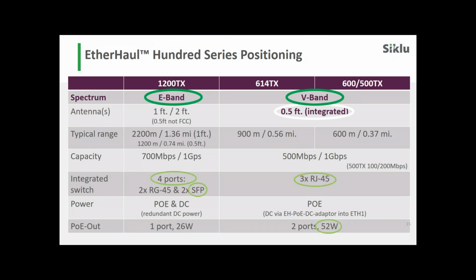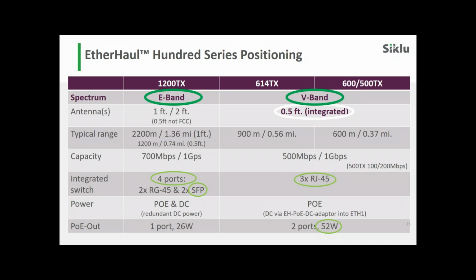Now there are some other differences again in terms of ports. 1200TX, for example, has fiber. The 614, 600TX do not have fiber, but they have 3 RJ45 ports where the 1200TX has only 2.